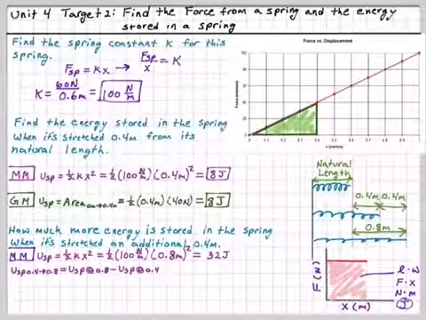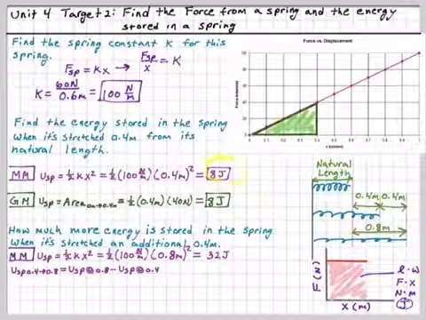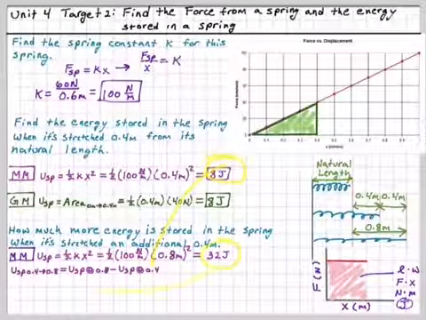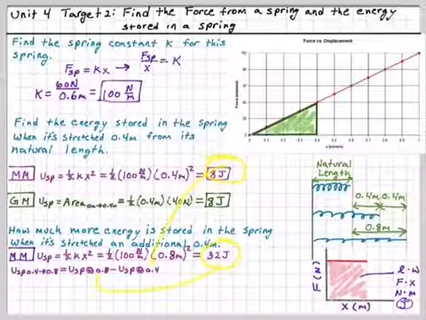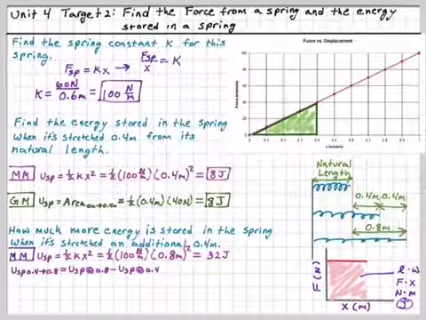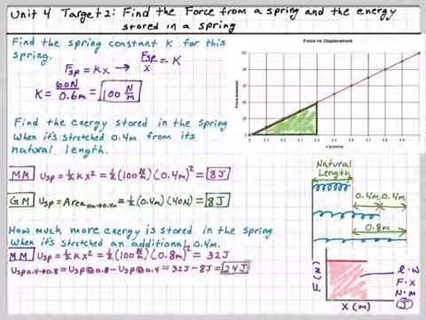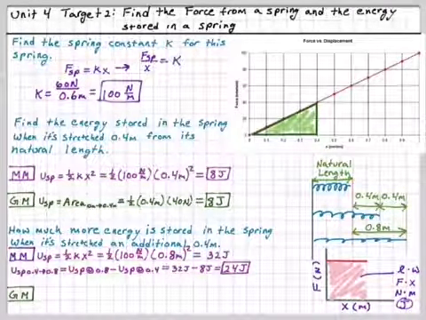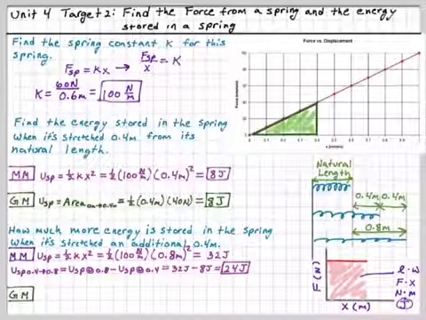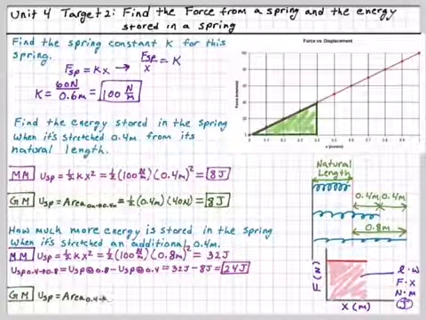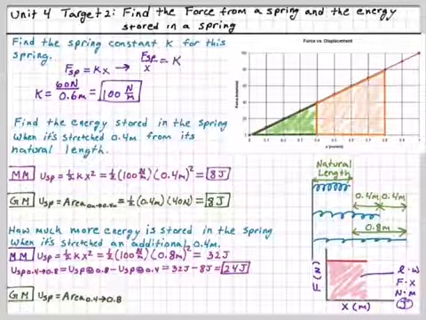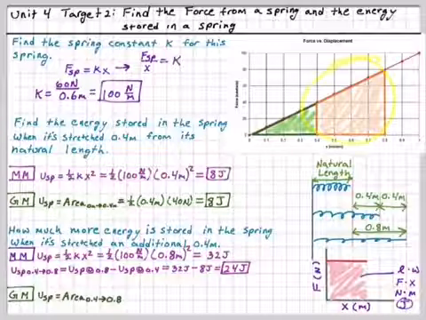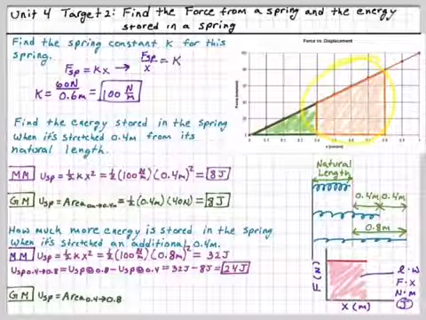In other words, we know that there was 8 joules stored when it was stretched 0.4 meters, and there's 32 joules stored when it was stretched 0.8 meters. If we take the difference between these two things, we find that the extra energy stored in the spring was 24 joules. Well, let's see how this plays out using our graphical model. Again, we just need to find the area from 0.4 to 0.8 meters. If we find this area, then we'll find the additional energy stored in the spring.